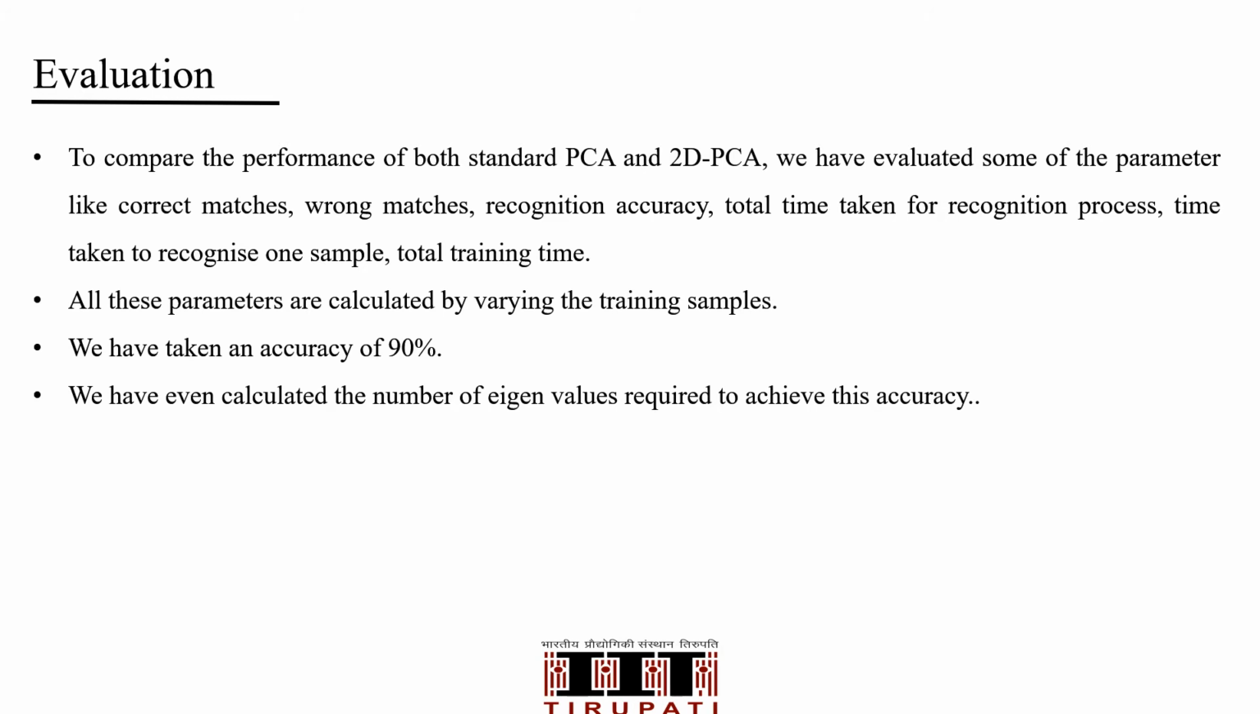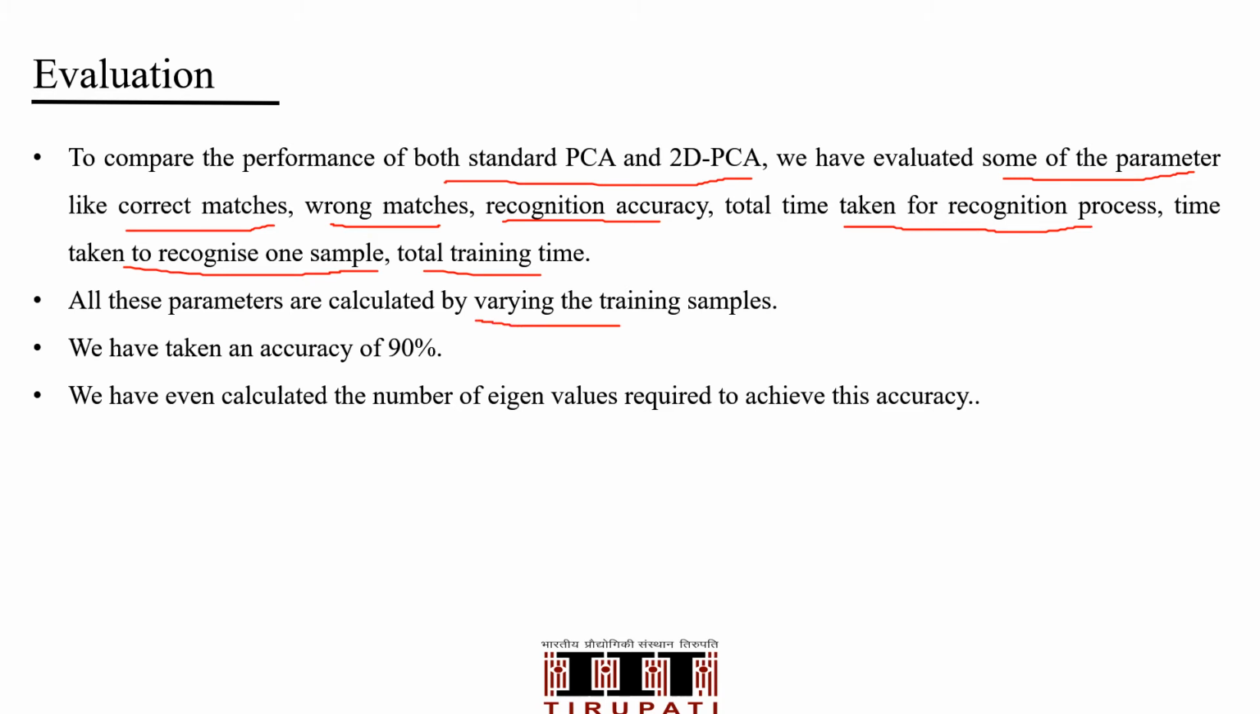Now, I will explain how we are going to evaluate the results of our experiment. To compare the performance of both standard PCA and 2D PCA, we have evaluated parameters like correct matches, wrong matches, recognition accuracy, total time taken for the recognition process, time taken to recognize one sample, and total training time. These parameters are calculated by varying training samples. We have taken an accuracy of 90%.